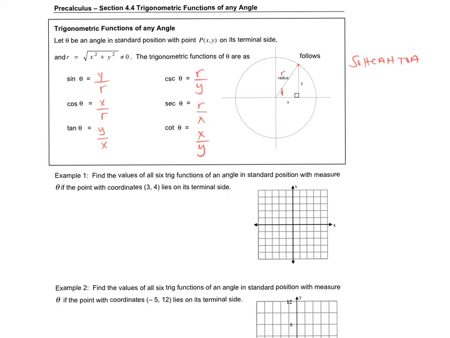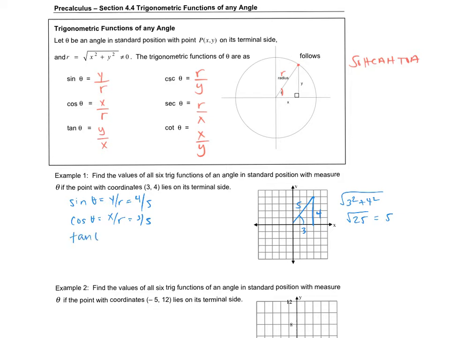So we're going to use these in example 1 to find the values of all 6 trig functions of an angle in standard position if our coordinates are (3, 4). So that means that this side is 3 and this side is 4, and that's theta. So now sine of theta is going to be y over r, or 4 over, from the Pythagorean theorem, the square root of 3 squared plus 4 squared, which is the square root of 25, or 5 for my hypotenuse. The cosine of theta equals x over r, or 3 over 5.